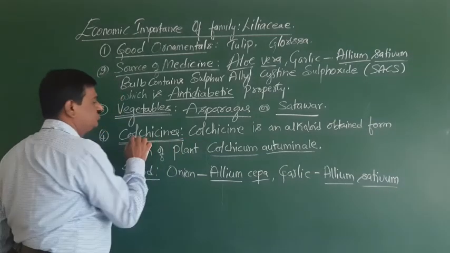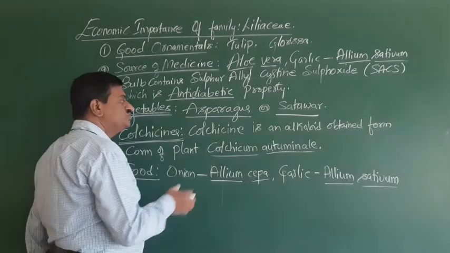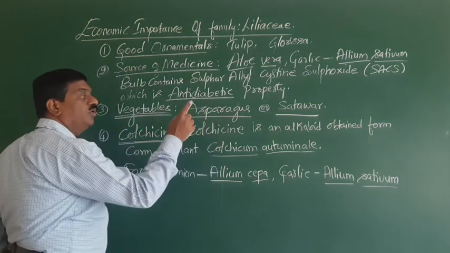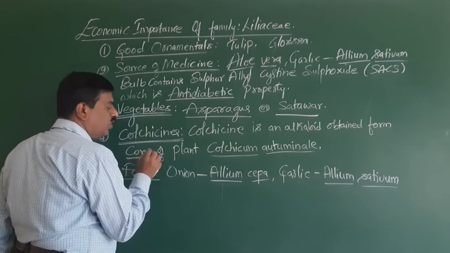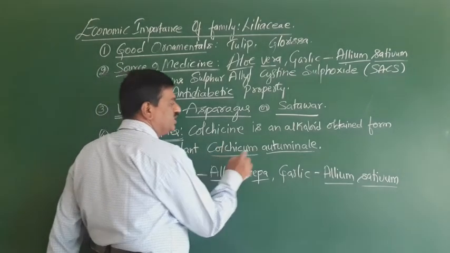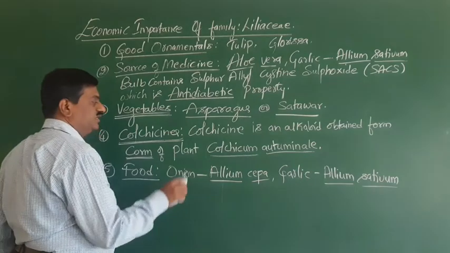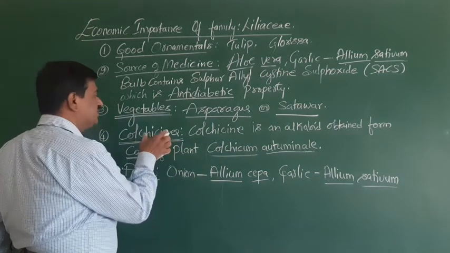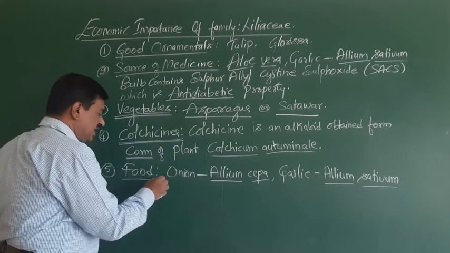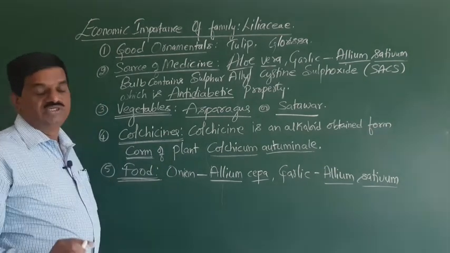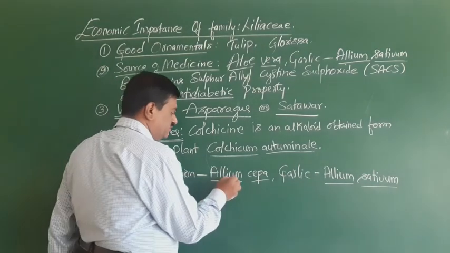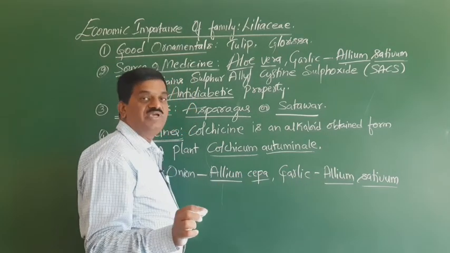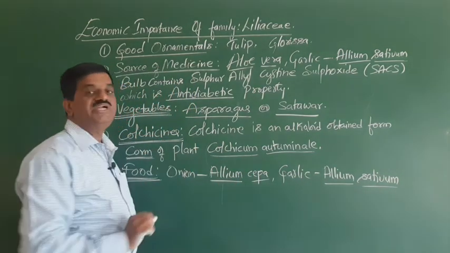Next one is colchicine. So colchicine is an alkaloid obtained from the corm of a plant Colchicum autumnale. So in this we extract a drug called as alkaloid drug called as colchicine. The last one, it is used as a food. So we know that in onion, botanical name called as Allium cepa, garlic botanical name is Allium sativum. So this completes the chapter.